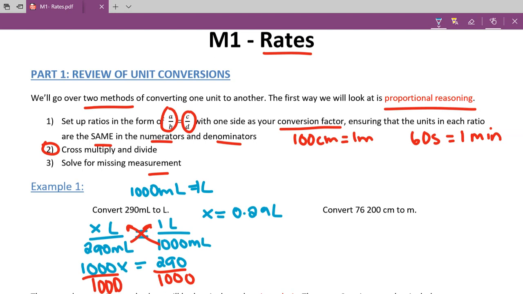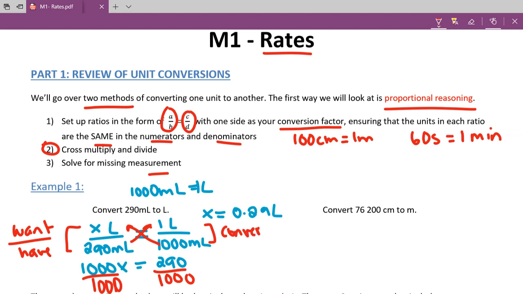Let's look at a second example here. I'm going to convert 76,200 centimeters into meters. Again, I'm going to do the same thing. Looking back at that last one, I set it up as what I want over what I have on the left side.